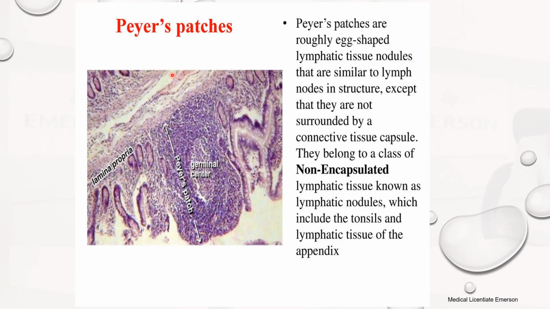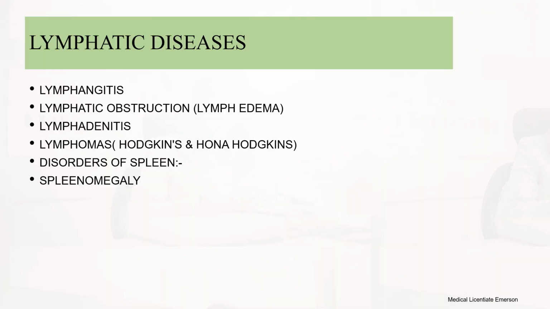Then in the intestines, we talked about the Peyer's patches, which are roughly egg-shaped lymphatic tissue nodes that are similar to lymph nodes in structure, except that they are not surrounded by a connective tissue capsule. They belong to a class of non-encapsulated lymphatic tissue known as lymphatic nodules, which of course includes tonsils and the lymphatic tissue of the appendix. Okay, hope you have gotten something.